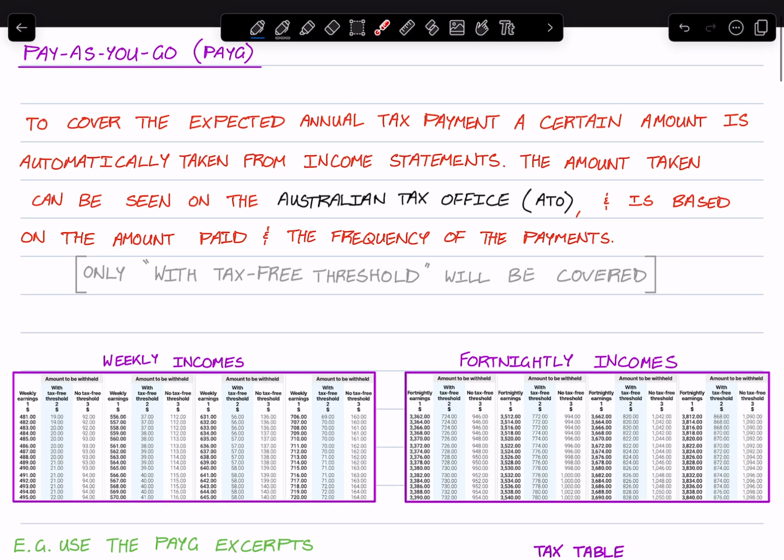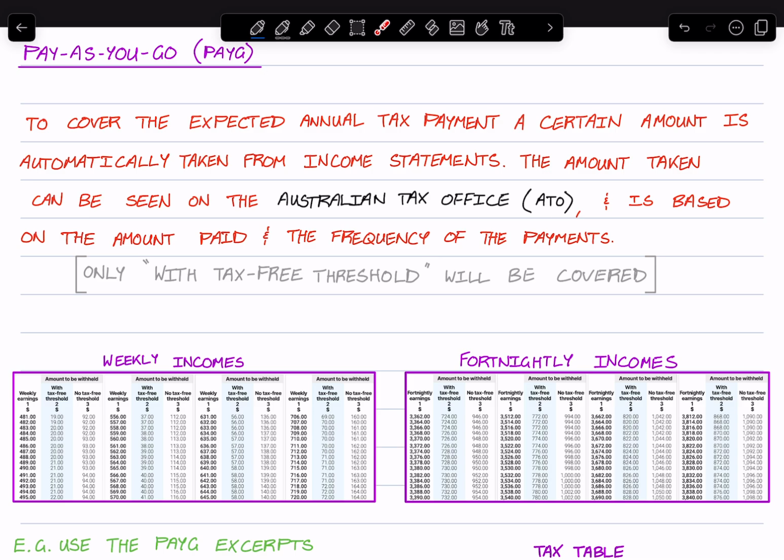To cover the expected annual tax payment, which is what we have calculated previously, a certain amount is automatically taken from income statements. The amount taken can be seen on the Australian Tax Office, the ATO, and is based on the amount paid and the frequency of the payments.